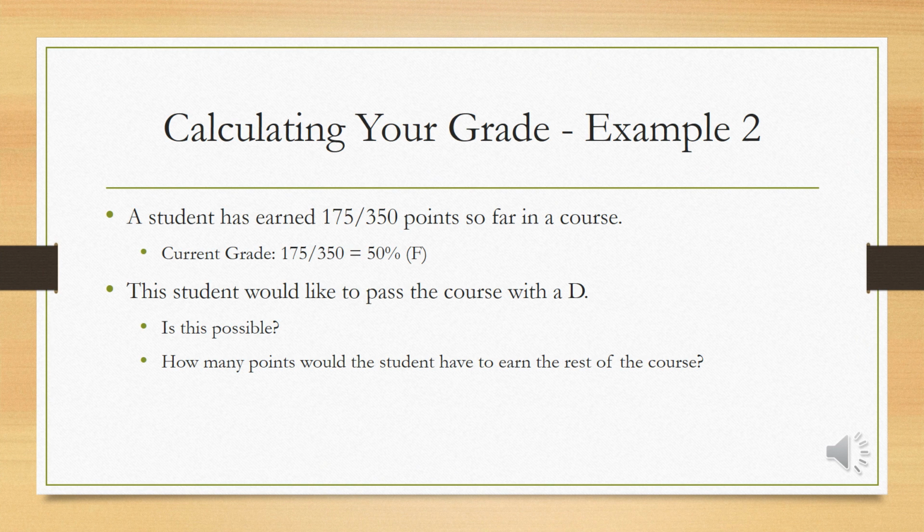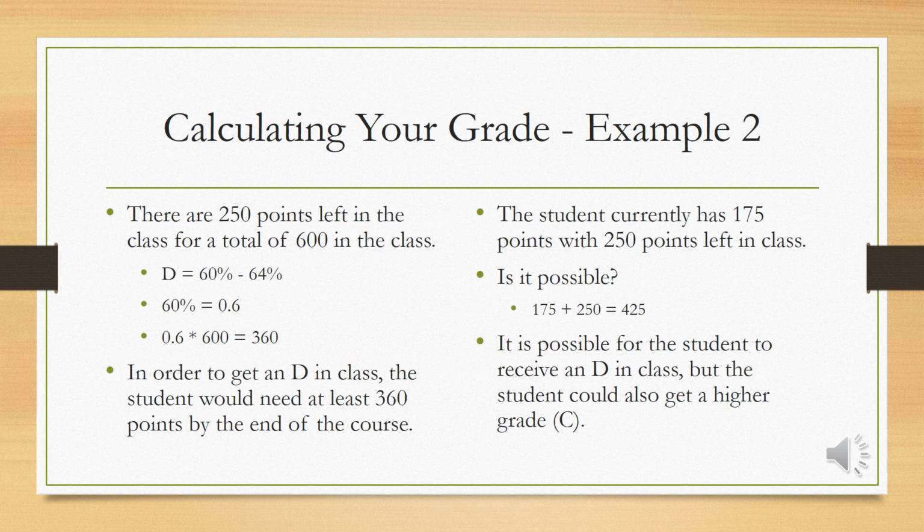A student has earned 175 out of 350 points so far in a course, which is a 50%, which is an F. The student would like to pass the course with a D. We will find out if it is possible and how many points they must earn in the rest of the course. There are 250 points left in the class, which means there is a total of 600 points. A D is between 60% and 64%. So we're going to take the 60% and write it as a decimal, which is 0.6. Then we take 0.6 times 600 to get 360 points.